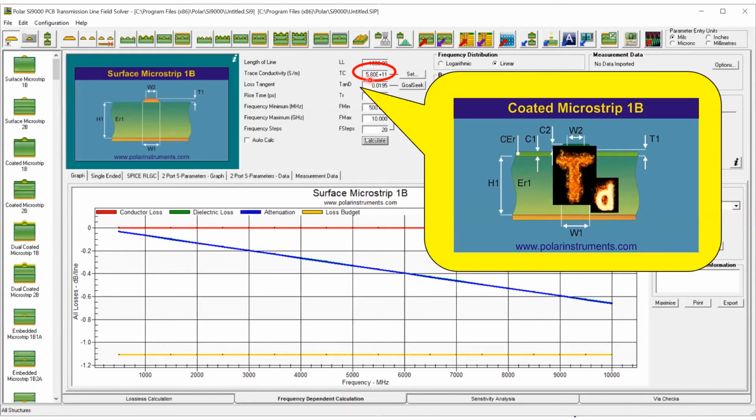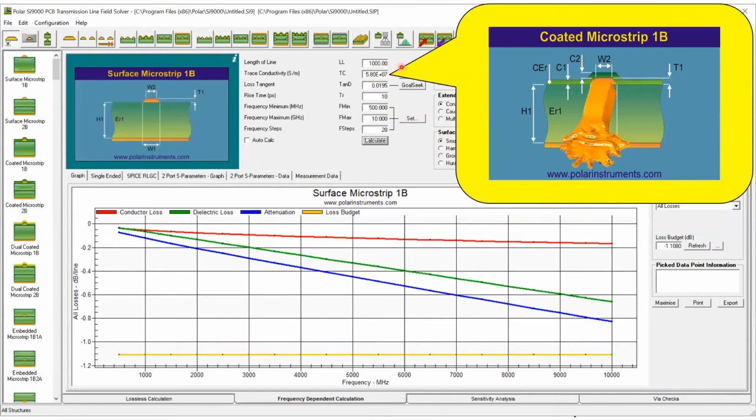I've now set the trace conductivity back down to a normal level, and we can look at the conductor losses. So the copper losses now we're basing on a smooth copper. You can see the conductor loss and the dielectric loss, and then summed together, the total attenuation.